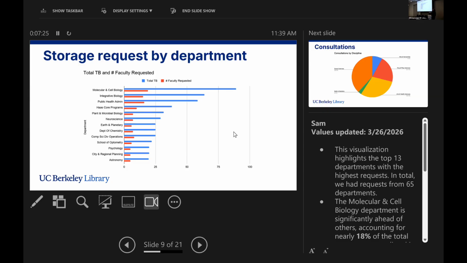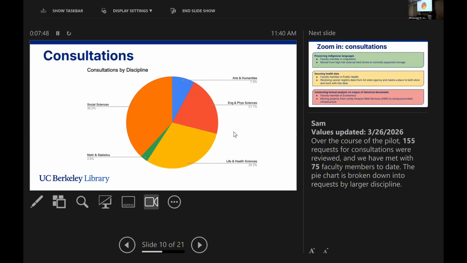The department breakdown has been really interesting. On the surface, it might seem a very science-y thing, and it's true that the top departments, in terms of number of faculty and the terabytes requested, are science-weighted. You will see City and Regional Planning, the Haas Business School as well. But one of the interesting things is that our consultations were fairly different, much more evenly spread across. We had lots of consultations with social scientists, with folks in the humanities. So yeah, much more equal distribution across the different disciplinary areas.